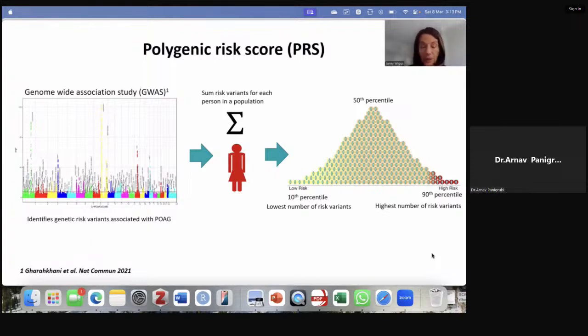The way this works is that all of the risk variants are added up in each individual person in a population, and then that person is ranked against other people to see where they fall in terms of how many risk variants they have. People that have the largest number of risk variants are in the 90th percentile or higher, and they have the highest risk of disease. People with the fewest genetic variants are in the lowest percentiles, and they have the lowest risk of disease.